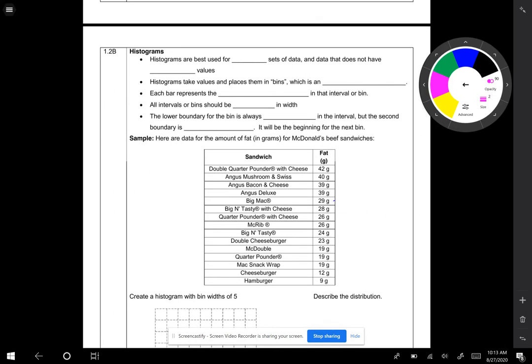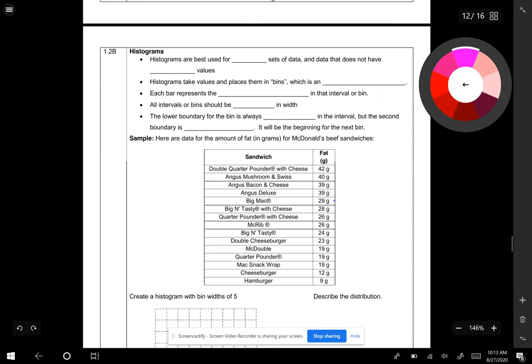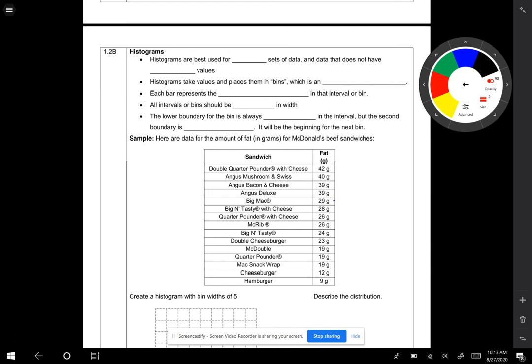Okay, our next way of displaying data is via histograms. Let me change back my color. Histograms are best suited for large sets of data and data that does not have repeated values. Histograms take values and place them in bins, which is an interval of values.